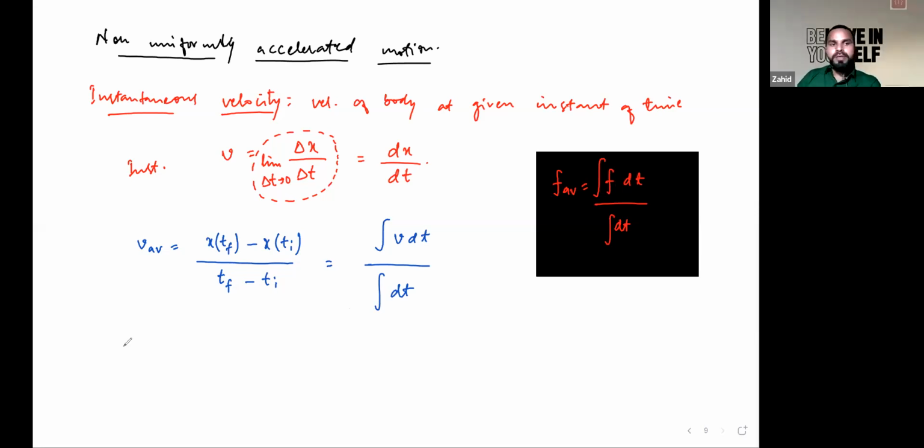Next, if you define instantaneous acceleration, it will be a = dv/dt. But this formula will be valid only for velocity being a time dependent function. So if velocity is time dependent, just use this expression. Otherwise, if velocity is position dependent, just use this expression.